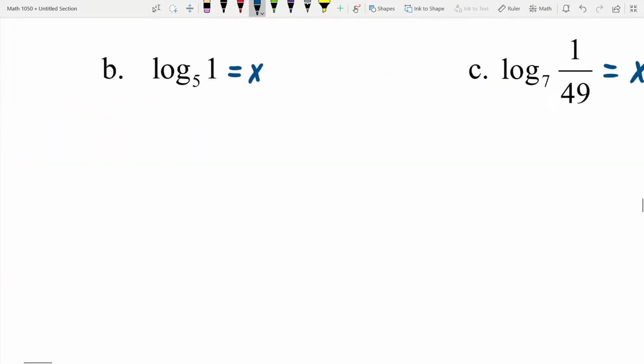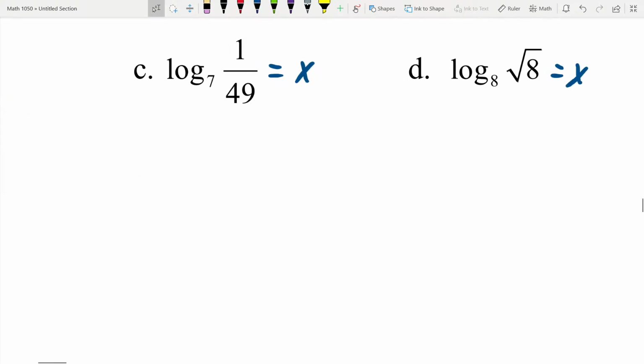Okay? This one right here. I'm stuck because the only thing on the left is the log. So I convert it. So I go 5 to the x equals 1. Then I want you to write the word think. You think about it. 5 to what power gives me 1, everybody? 5 to the 0. That's your answer. This one right here. 7 to the x is equal to 1 over 49.